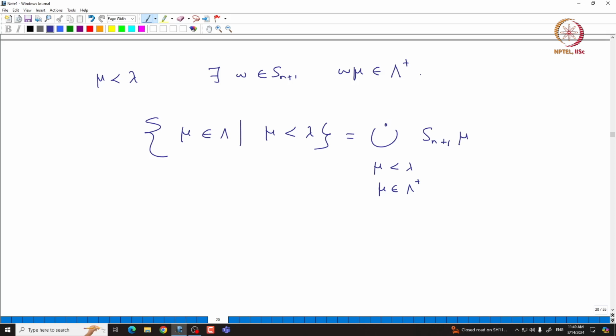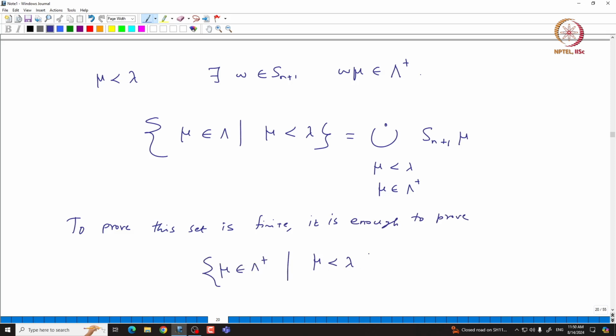So, now why is this set finite? To prove this set is finite, it is enough to prove that the set of mu in lambda plus such that mu less than lambda is a finite set.